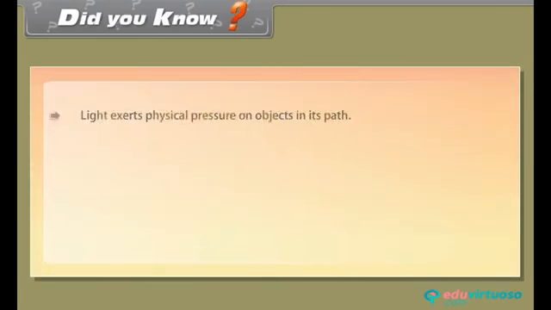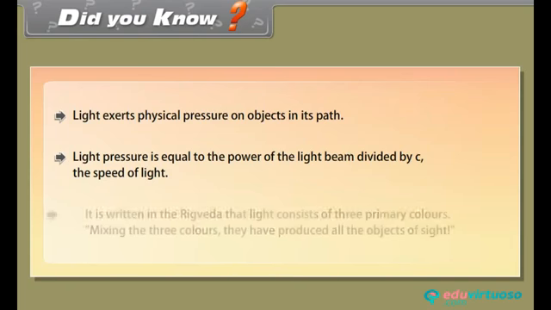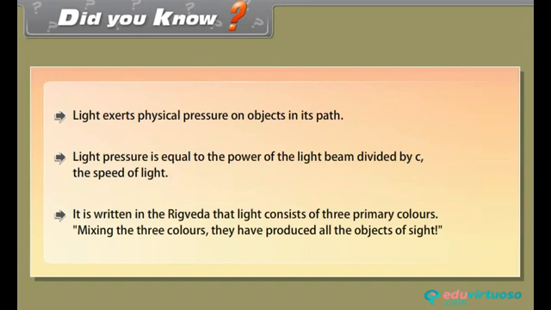Did you know, light exerts physical pressure on objects in its path? Light pressure is equal to the power of light beam divided by c, the speed of light. It is written in the Rig Veda that light consists of 3 primary colors. Mixing the 3 colors, they have produced all the objects of sight.